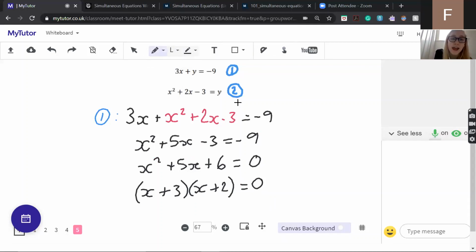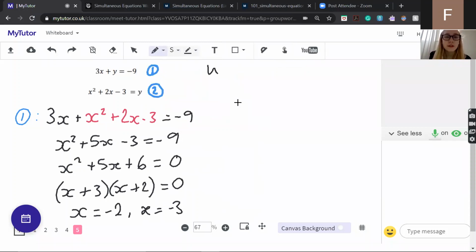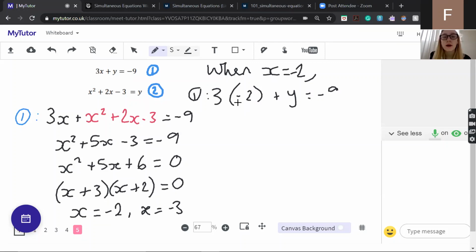Now we've got two options for x. So when you do quadratics with substitution, it's a bit more confusing. We've got x equals minus 2 or x equals minus 3, because it's whatever makes one of these brackets 0. So then we're going to have to do two cases. I'm going to substitute into the first equation. So when x equals minus 2, the first equation becomes 3 lots of minus 2 plus y equals minus 9. So minus 6 plus y equals minus 9. So y equals minus 3. I know I did that really quickly. I want to get on to taking questions, that's all.